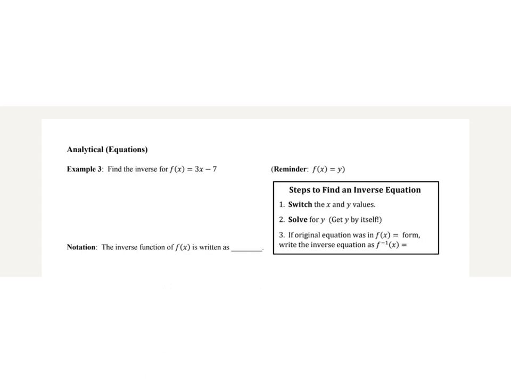Would it be better for this to be written y equals blah blah blah, so it's f of x equals blah blah blah? So for the purposes of actually solving for y, yes. But then step 3 says if the original equation was in f of x form, then you're going to write your answer in f inverse of x form. So yeah, he's saying, wouldn't it be easier if these were written as y equals so that we could just switch x and y? Yes, I think so. So I would write example 3 as y equals 3x minus 7.